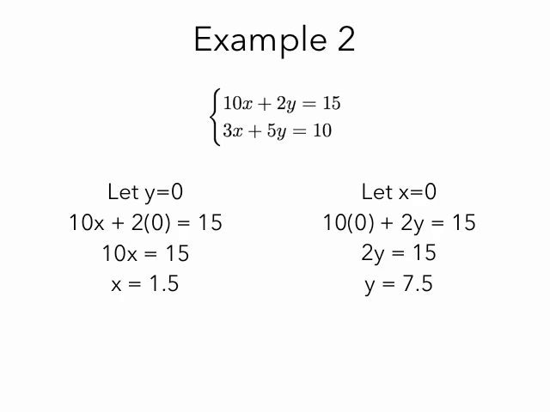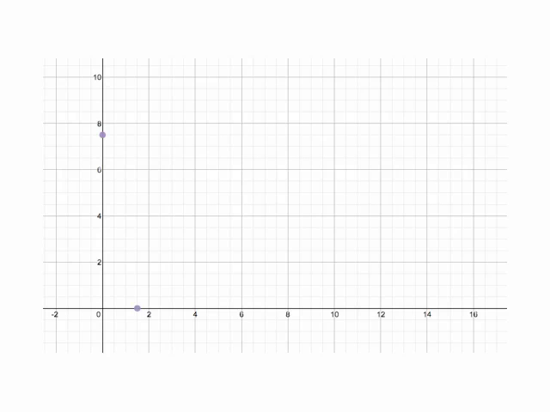Now, depending on how we set up our graph, that may or may not be easy to do. In this case, if you look, we've got 4 squares between the bold lines, and that's 2, so every square is half a unit on this graph, so that actually is not going to be too hard to graph. So we've got 1.5 is going to be 3 squares over, 7.5 is just going to be one line under the 8. Connect those with a straight line.